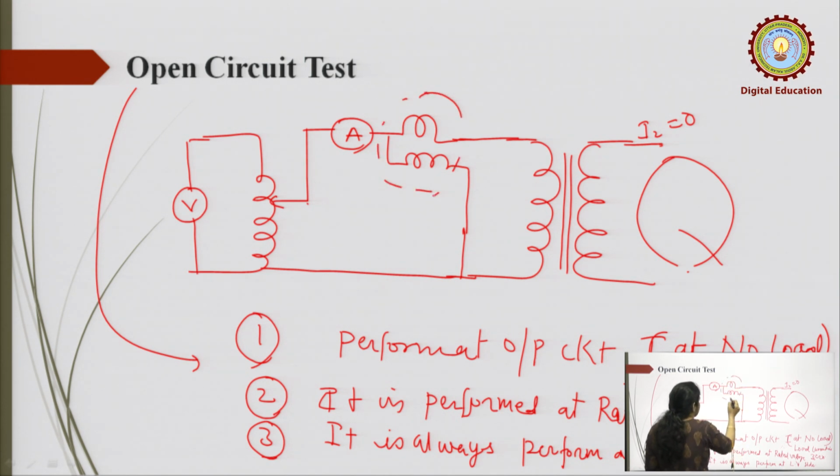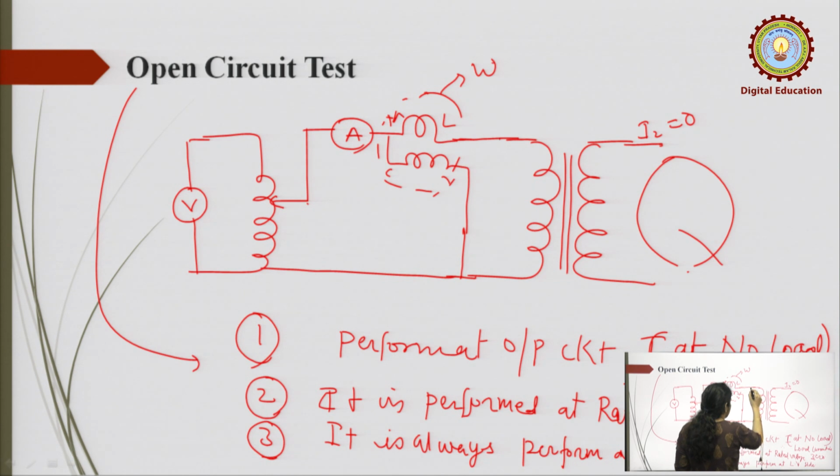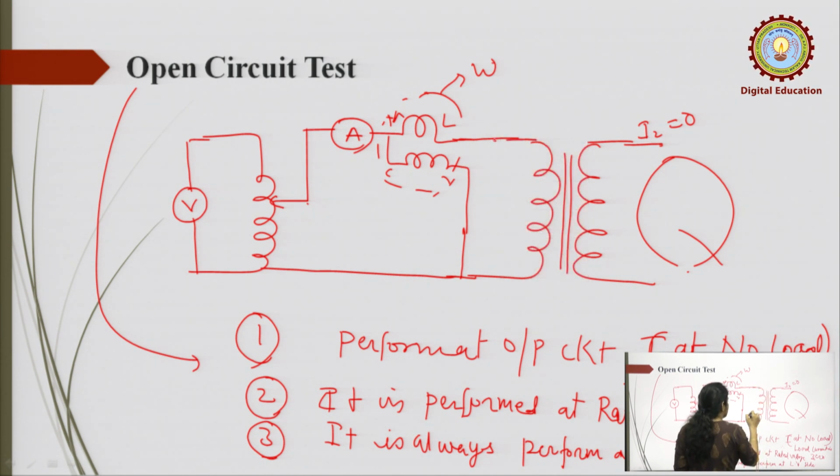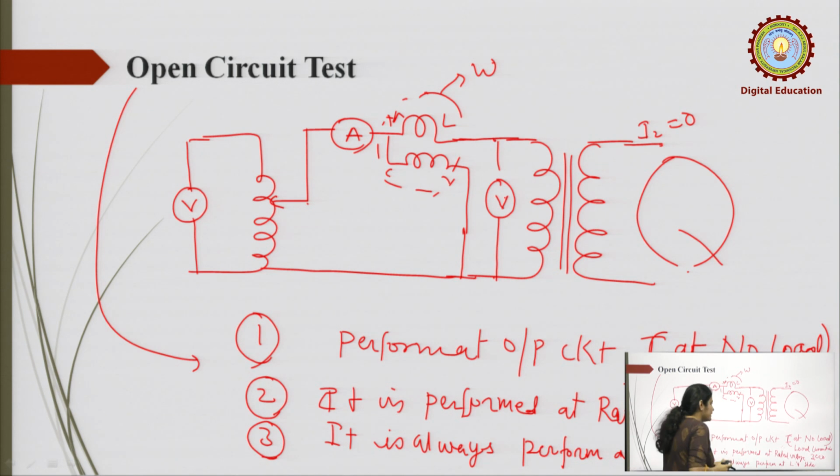This is the wattmeter connection, with the current coil and the voltage coil, and this is the two winding transformer on which we perform the open circuit test, and here we connect the voltmeter. And this test is always performed at the rated voltage. You must remember that the open circuit test is performed at the rated voltage.